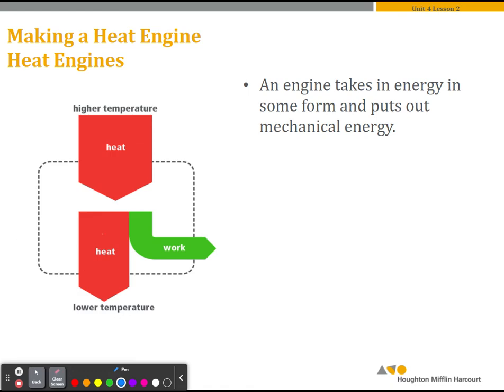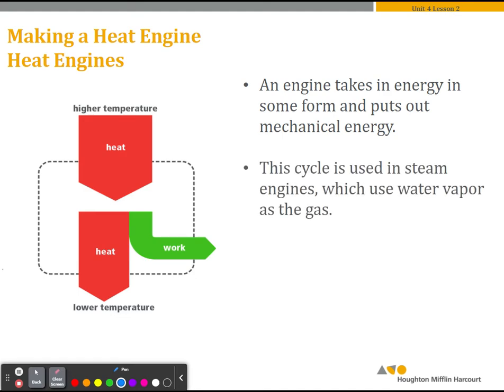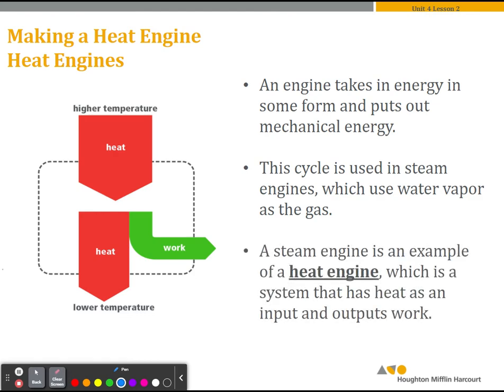And it's not going to be 100% efficient. So some of that energy is actually going to move right through the engine without becoming usable, without doing work. So this cycle is used in steam engines. Steam engines use water vapor as the fuel. Even a water wheel changes potential energy, uses potential energy of the water to do work, or the kinetic energy, depending on how it's structured. A steam engine is an example of a heat engine.